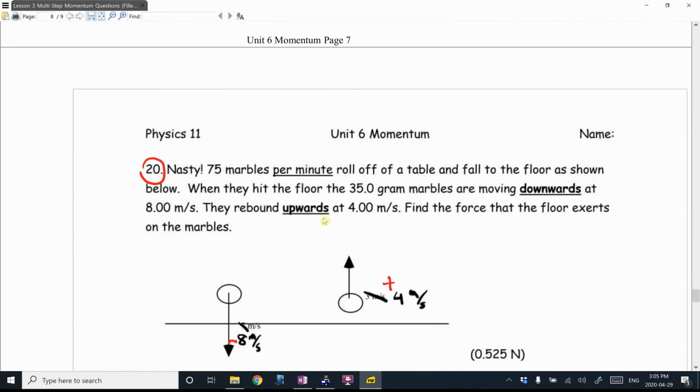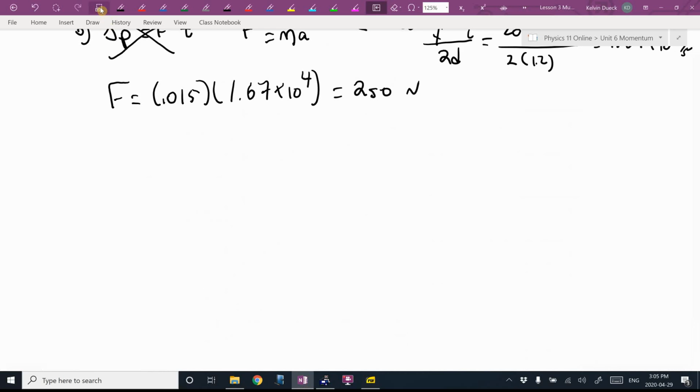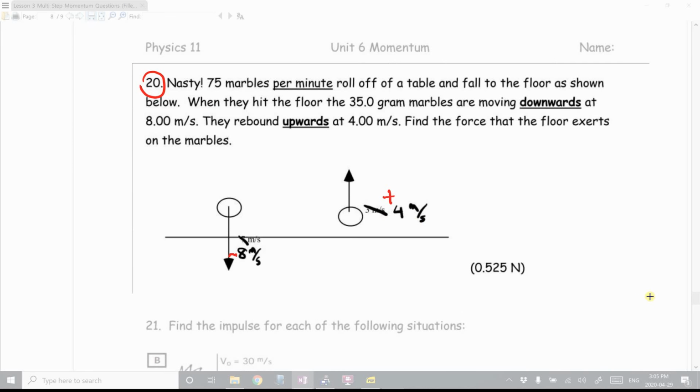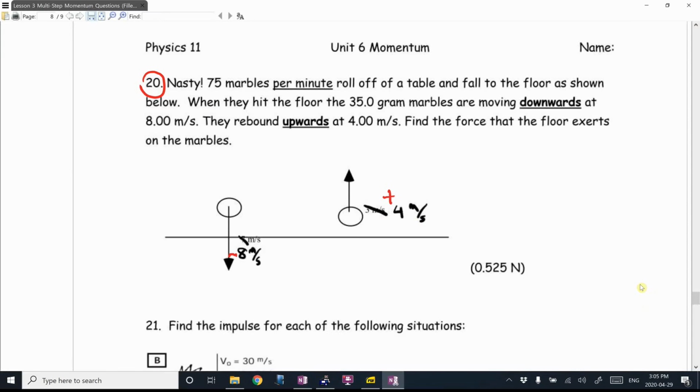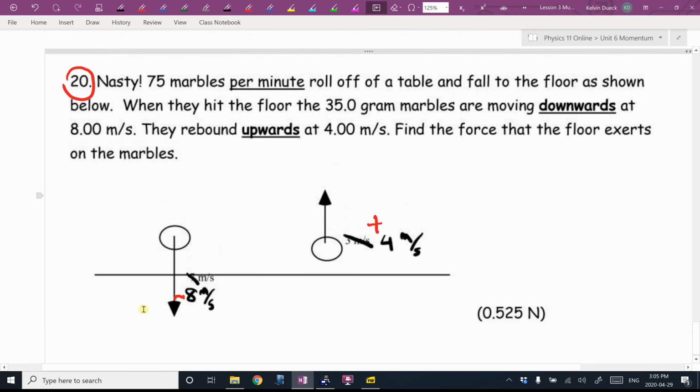Number 20. Challenging question, but a cool question. This is the same physics as bouncing a basketball, bouncing anything on the floor, bouncing on a trampoline, where you rebound off of the ground and change direction. What I said for this one is you want to let one way be positive and one way be negative. So I'm going to let up be positive and down be negative. And they want me to find the force.